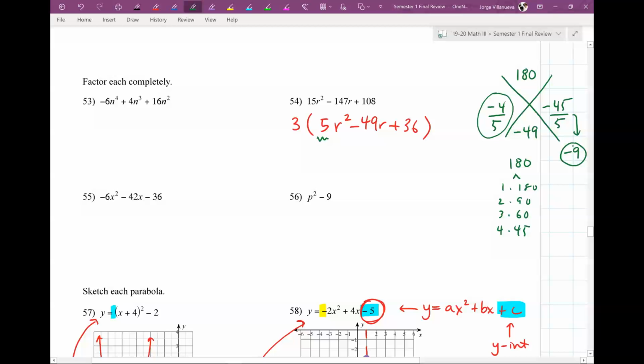So here's my factor before I fix it. It's 3 times r minus 4/5 times r minus 9. But you can't have fractions, so we've got to get that 5 and put it in front of the r value. So it's going to be 3 times 5r minus 4 times r minus 9. And that's the answer to this one right here.